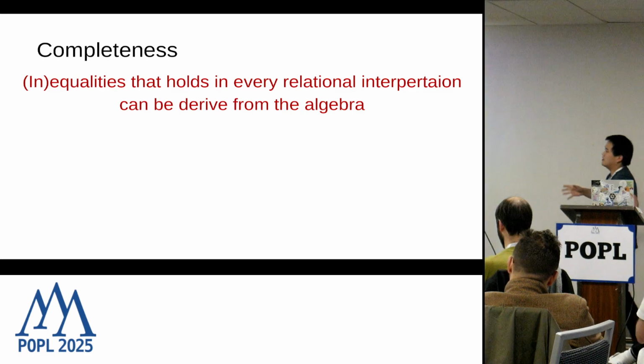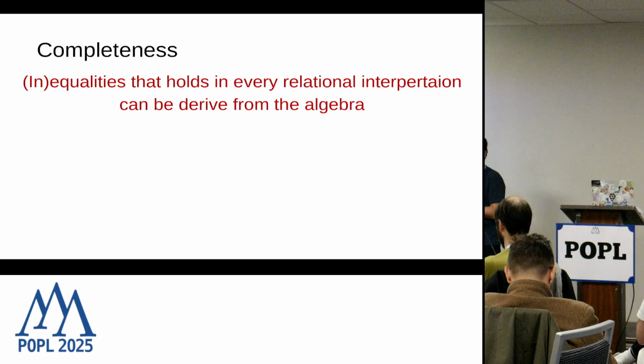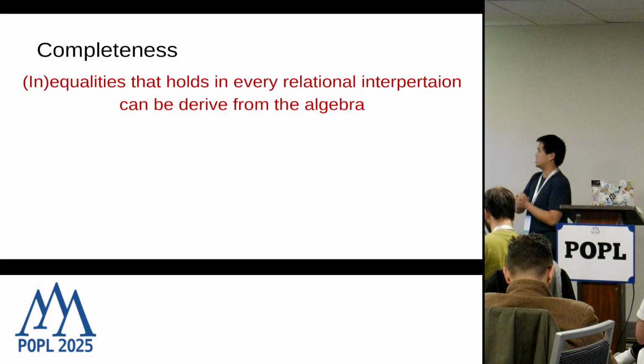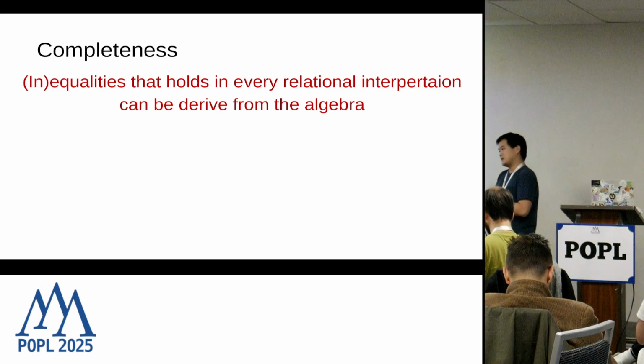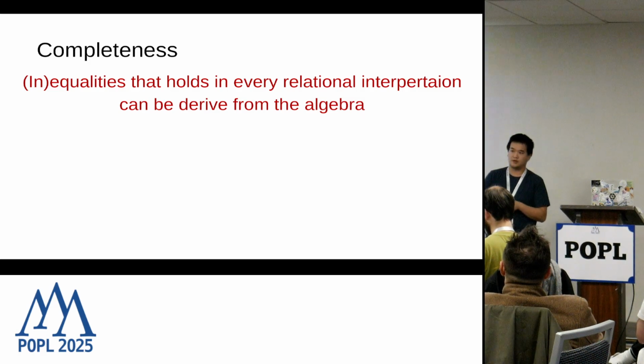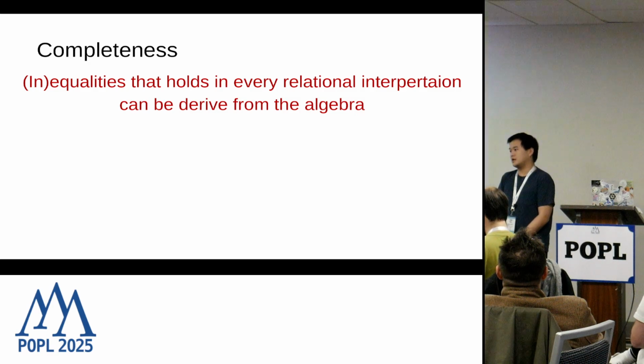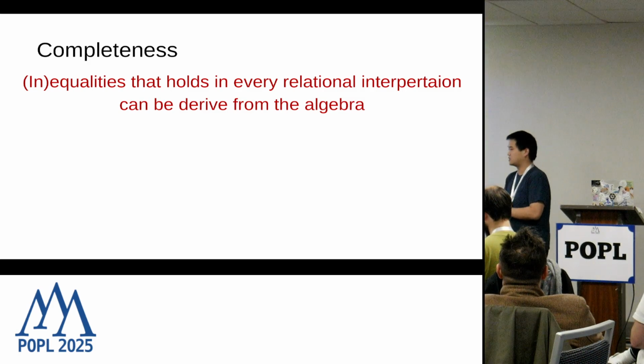And indeed, we have a way to characterize how powerful a certain algebra is. It's called completeness. For an algebra to be complete with respect to its relational model, it says all the inequalities that hold in every relational interpretation can be derived from the algebra. In other words, the algebra is powerful enough to prove all the inequalities that hold in every relational interpretation. If this holds, then it gives us an explanation of why TopKAT is so powerful, even though our intuition is based on a very restrictive type of model.